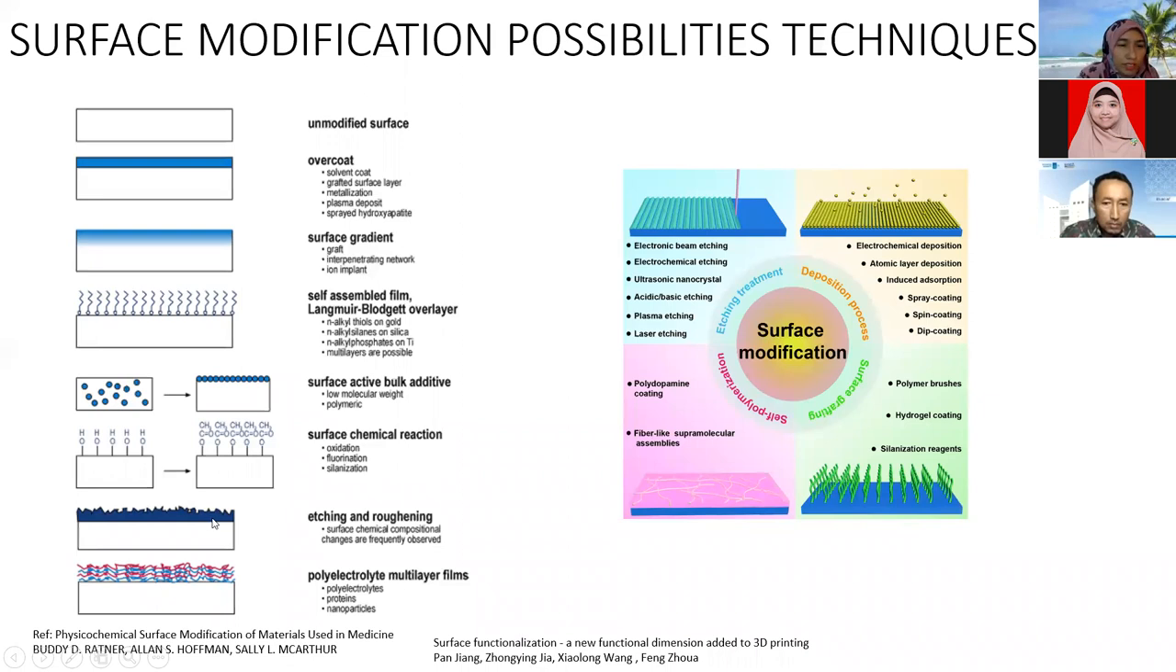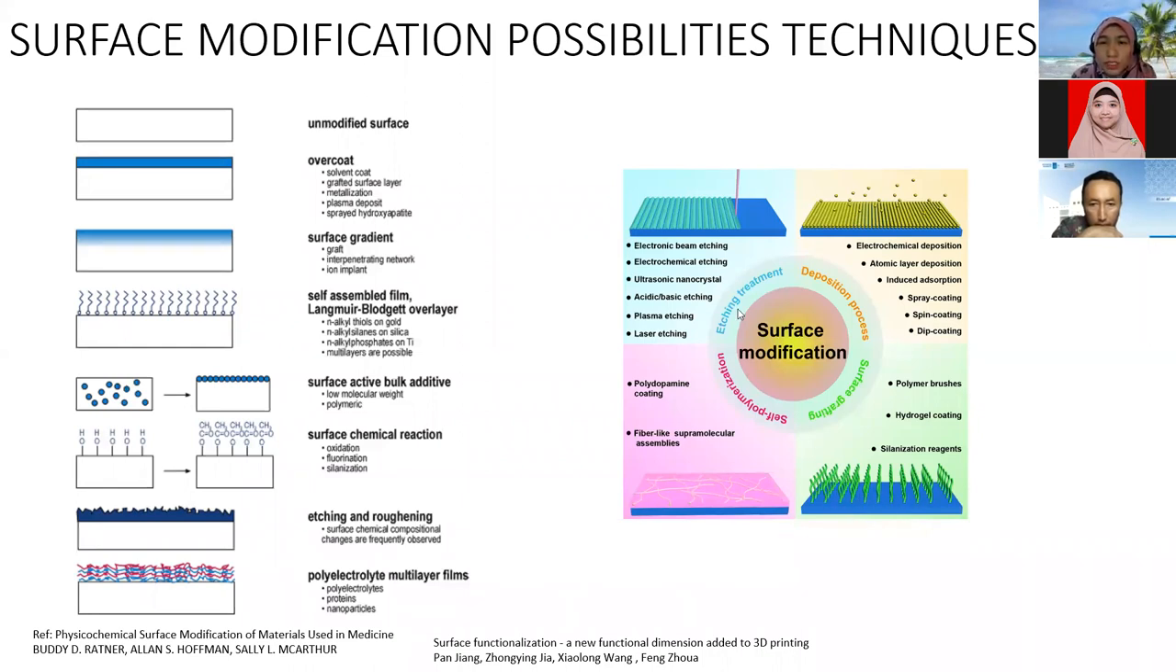So etching and roughening, polyelectrolyte multi-layer films, this is what gives you now the idea about the possible techniques for surface modification. Okay, polymer brushes, this is a very good area of research on how to put polymer on the surface based on the conformation of the polymer tails on the surface, because different conformations of the polymer tail and head on the surface will give different properties and behavior of the end product.